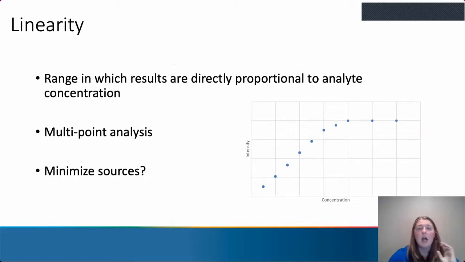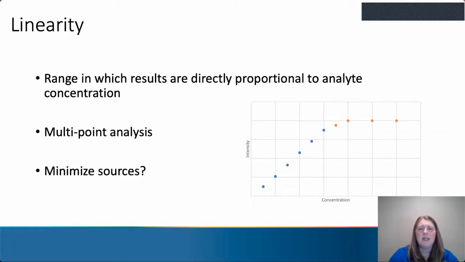In addition, properly prepared working solutions via gravimetric preparation, which we've heard about already during the conference, and also solutions that are compatible, another topic we've covered during this conference. Those aspects are going to ensure that you're minimizing sources of error in your calibration.